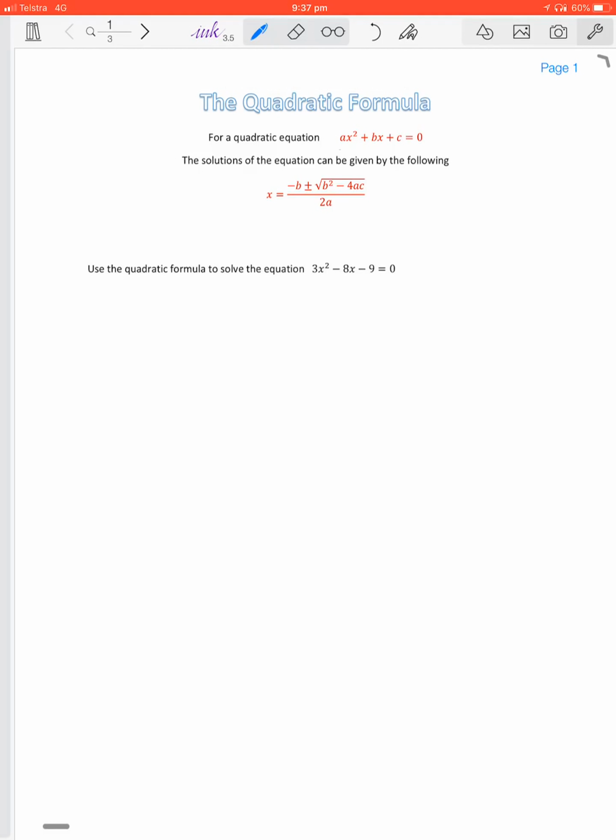I'm just going to run through this. Okay, so we did learn the other day what the quadratic formula was, some of us more so than others. So I'm going to run through it again and just make sure you understand.